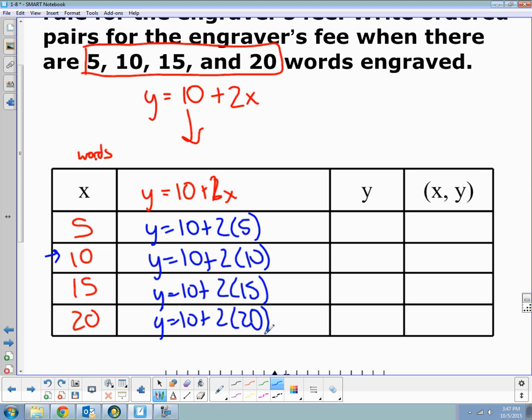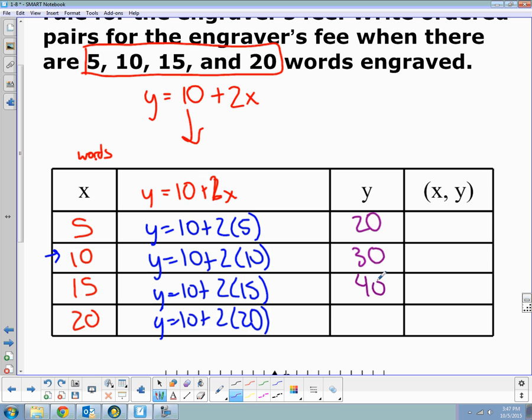Now let's see what it equals. So it says y equals 10 plus 2 times 5. So I'm going to see what that equals. 10 plus 2 times 5, or 2 times 5 is 10. 10 plus 10 is 20, so y is 20. This says y equals 10 plus 2 times 10. So we get 30. Y equals 10 plus 2 times 15. So I'm going to get 40.